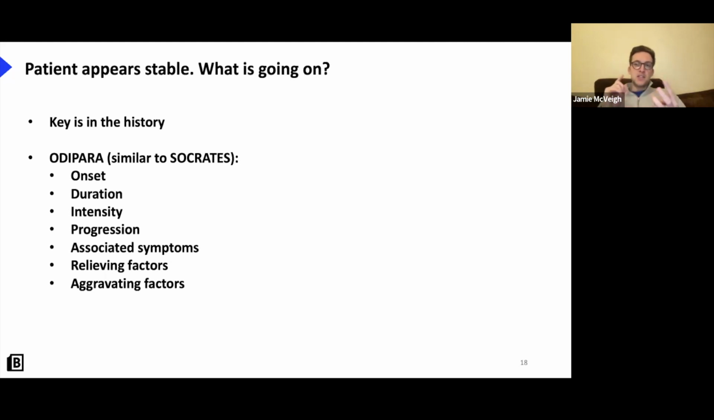Relieving factors, anything make it better? Thinking about medications, is it positional? Are certain positions better? And then aggravating factors, are certain positions worse? Is it worse at a certain time of day? All of that is important to ask.